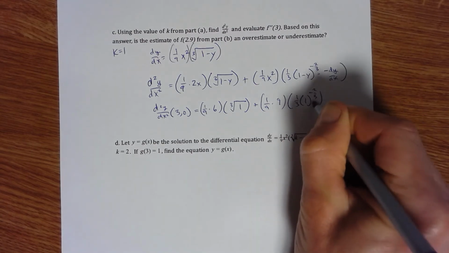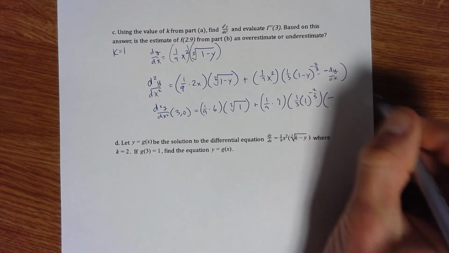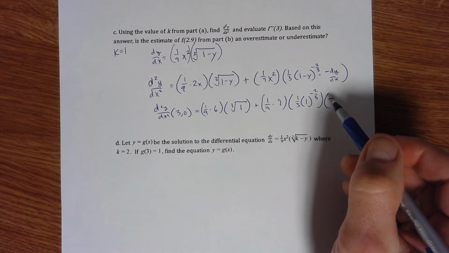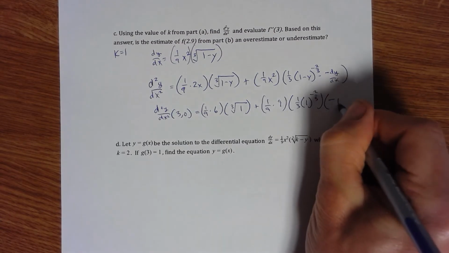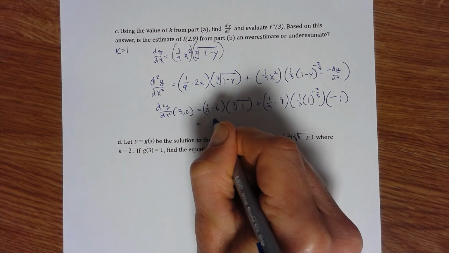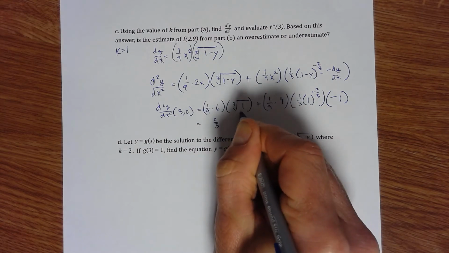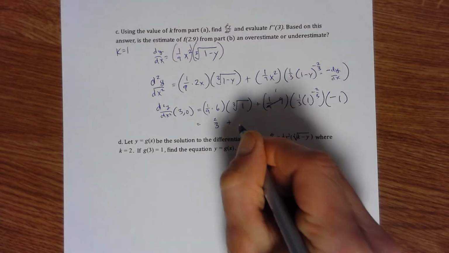Let's keep in mind that 1 to anything is going to be 1. And then negative dy/dx, well, let's keep in mind that dy/dx, the slope at (3, 0) from the previous question, was just 1, so negative 1. So we have 6/9 or 2/3 times 1, so just 2/3. We have 1/9, and it's just going to become 1.